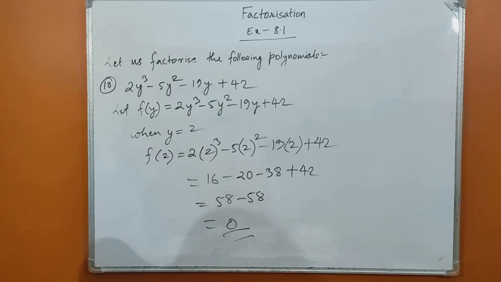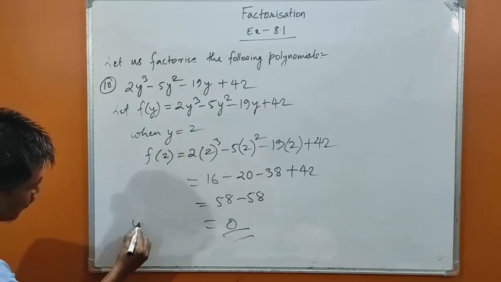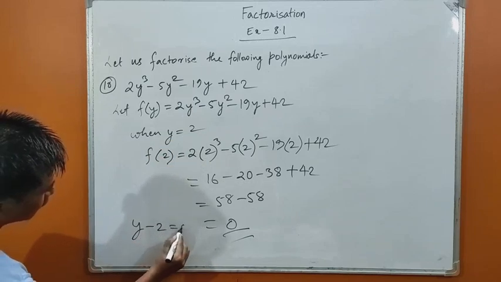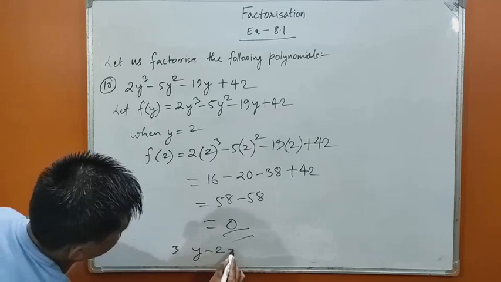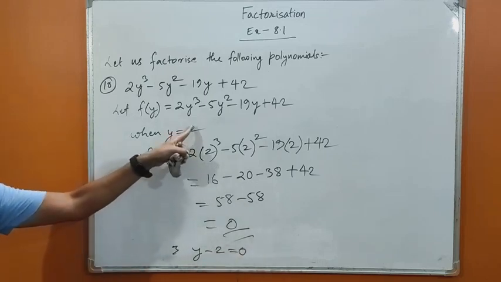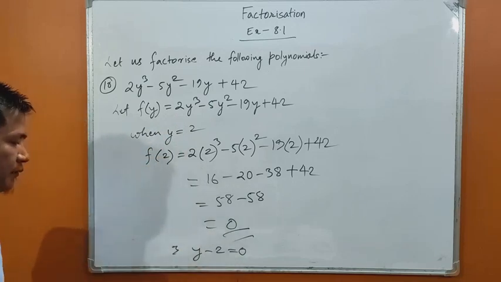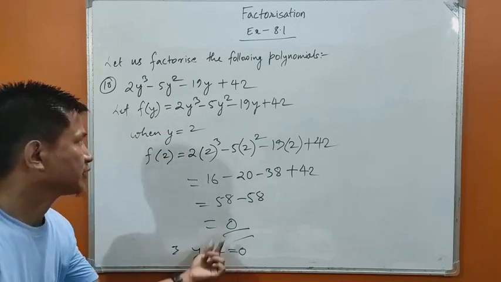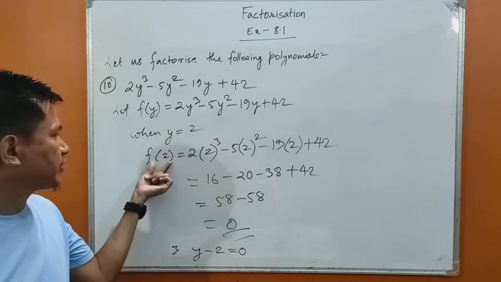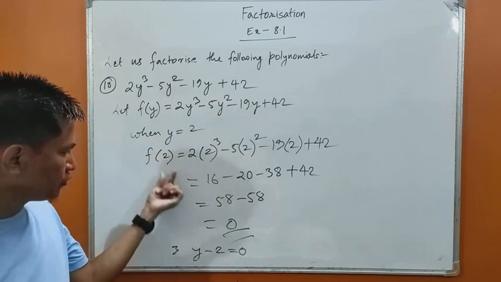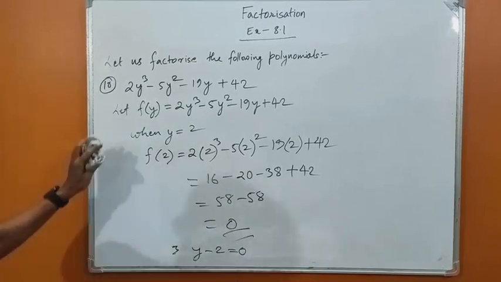That means let us bring this plus 2 to the left hand side. Y minus 2 equals 0. When we bring this plus 2 to the left hand side, it becomes minus 2. Y minus 2 equals 0. That means y minus 2 is a factor of this expression, because when this expression is divided by y minus 2, the remainder f(2) is equal to 0. Okay? So please take a screenshot of this. I'm going to erase this.